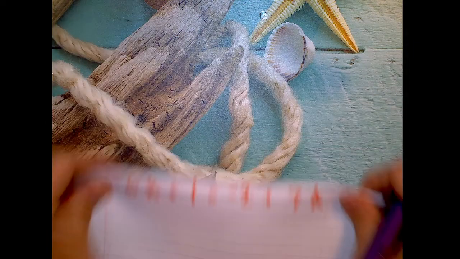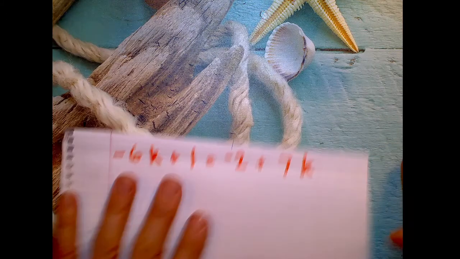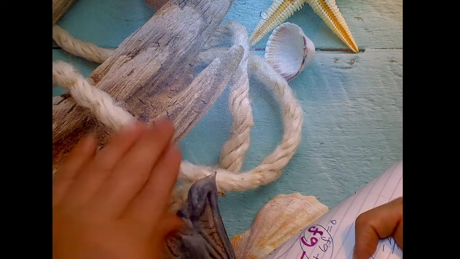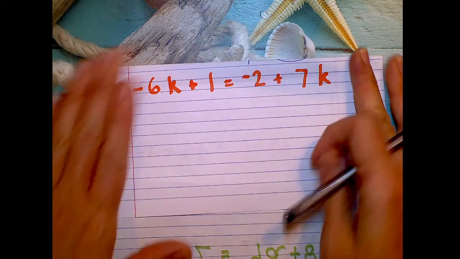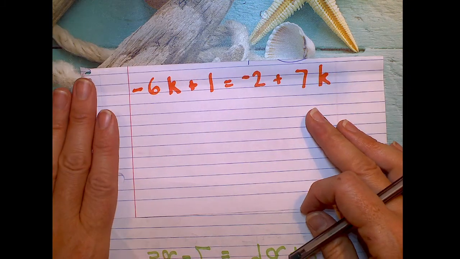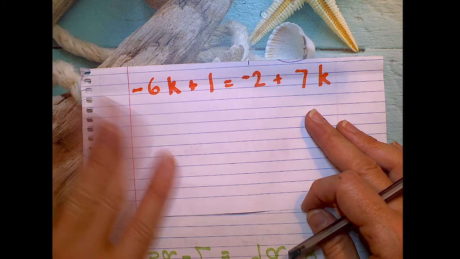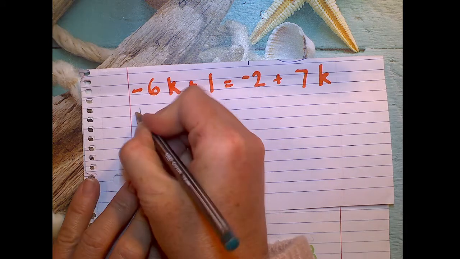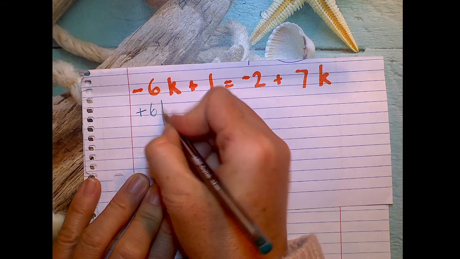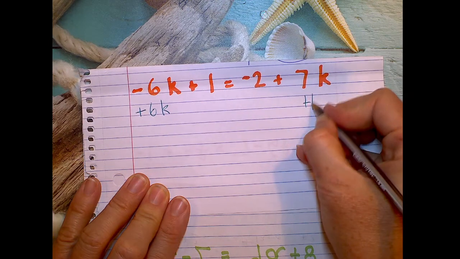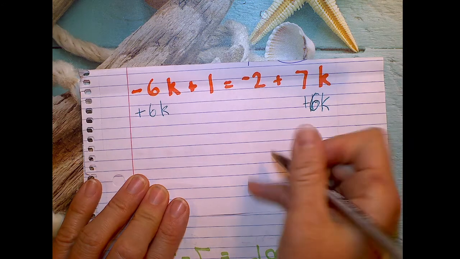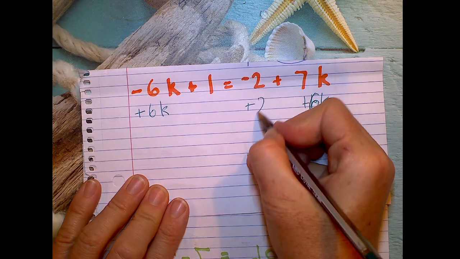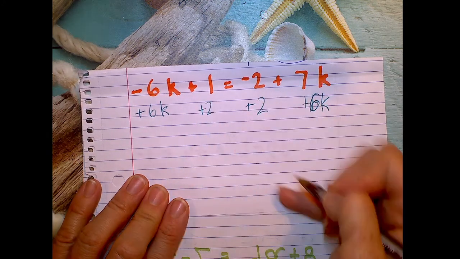Okay, you guys are doing great. One more problem to go. Follow along with me. There are no parentheses, so I'll skip the distributive property and I'll go straight into combining like terms. I'll do this one fast. Plus 6k on this side, and I'll do the same thing on this side. Plus 6k. And then I'll add 2 to this side and add 2 to this side.